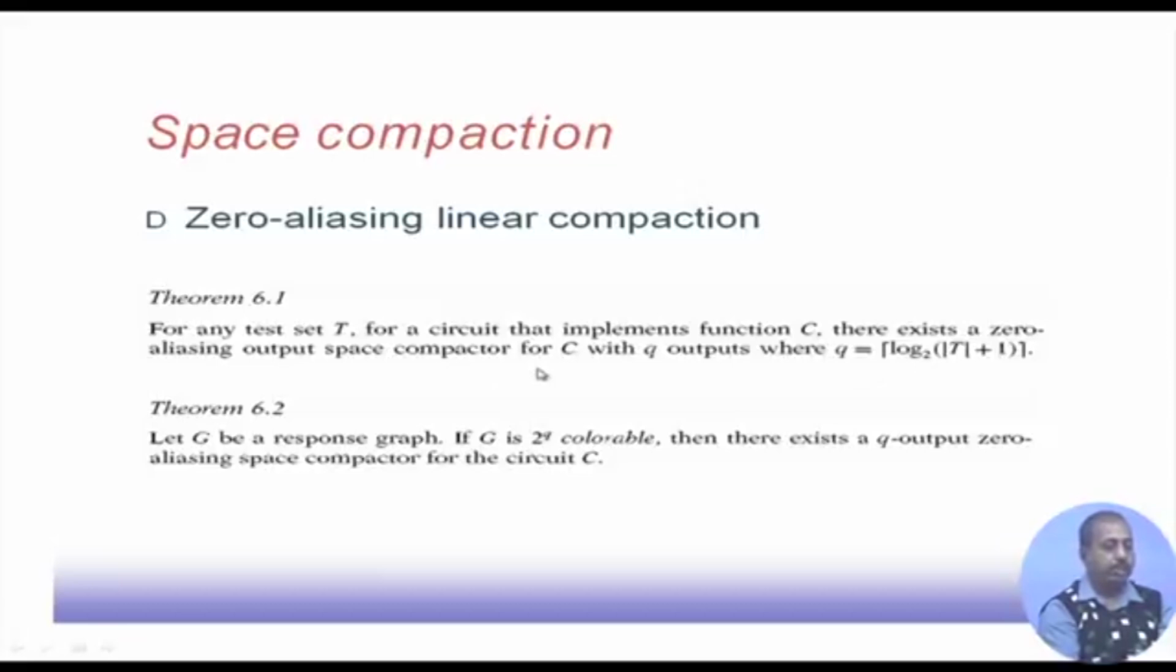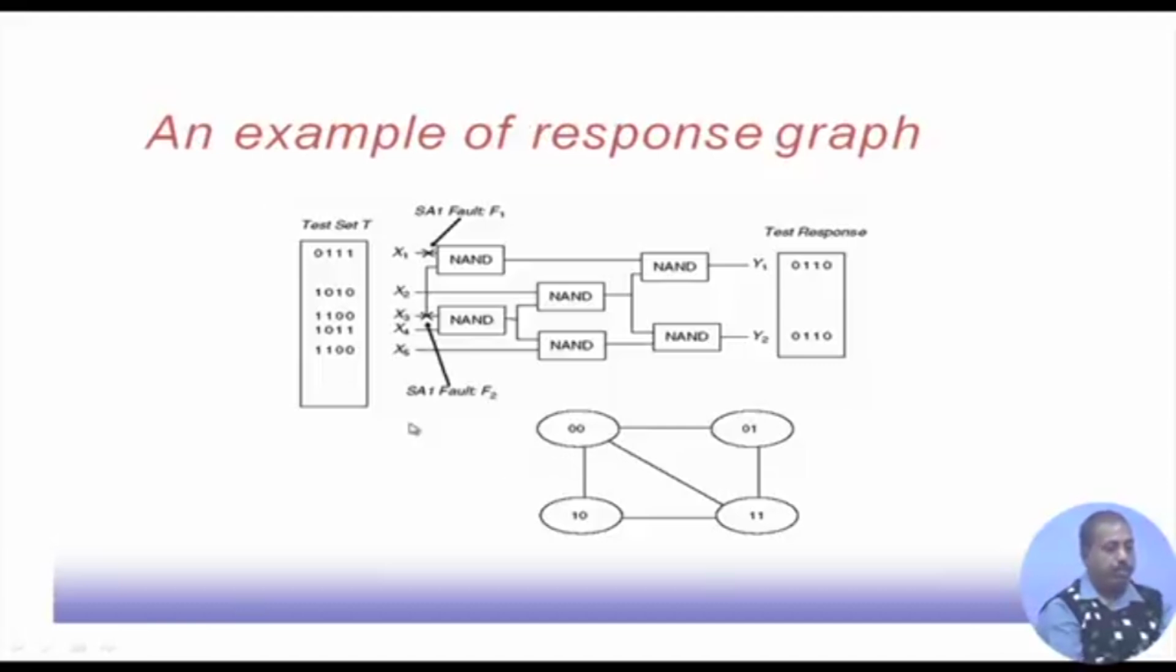For any circuit, if I have T as the test set, then mod of T is the size of the test set. We can always come up with a circuit C that has Q outputs, where Q is equal to this, and there will be zero aliasing. Another result says that if G is a response graph, and if G is 2 to the power Q colorable, then there exists a Q output zero aliasing space compactor for the circuit. What a response graph is, we will see.